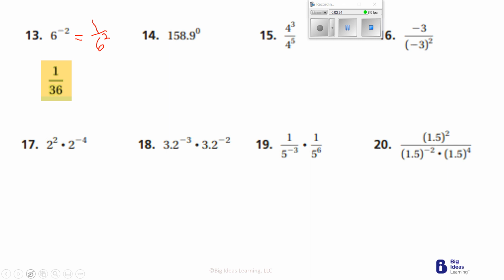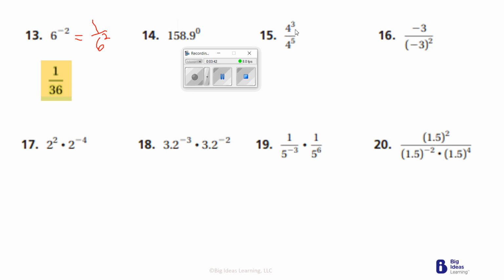All right, next is number 15. Number 15, we see that we have a bigger number down here. So it's going to be 5 minus 3. See, when the bigger number is on the bottom, we subtract the smaller number from it. So that's going to give us 1 over 4 to the 2nd power. Because remember, this would be negative 3 itself, which 3 minus 3 is 0. So that's going to be 4 to the 0 power, which is 1. And then 5 minus 3 would be 2. 4 times 4 is 16. So it should be 1 over 16 should be my answer.